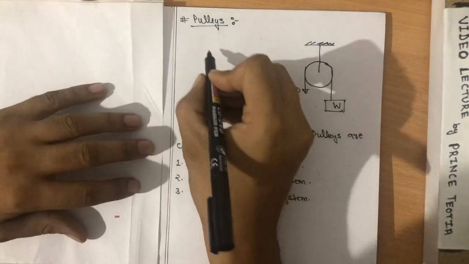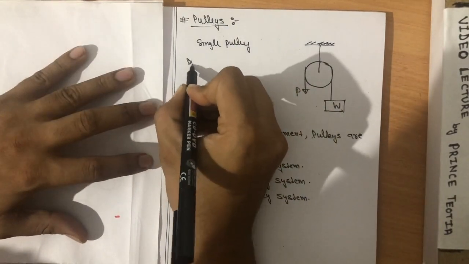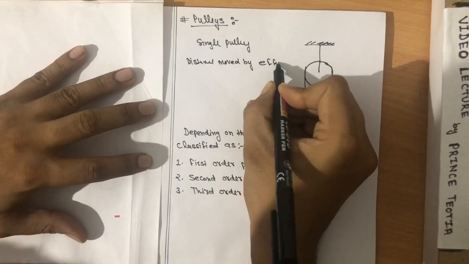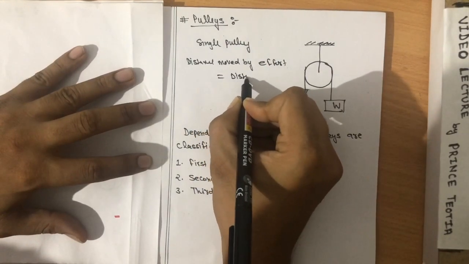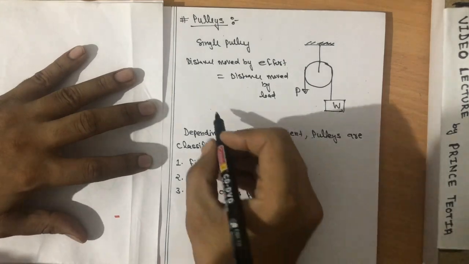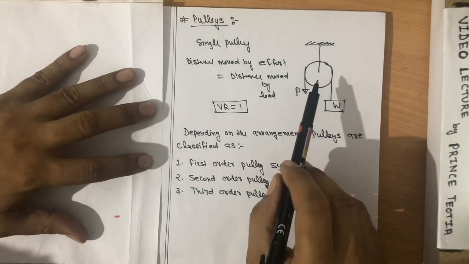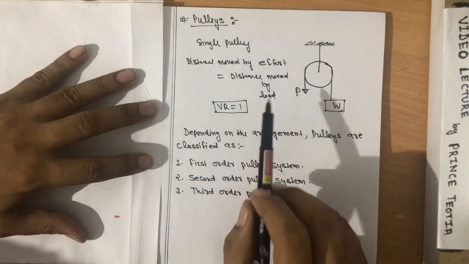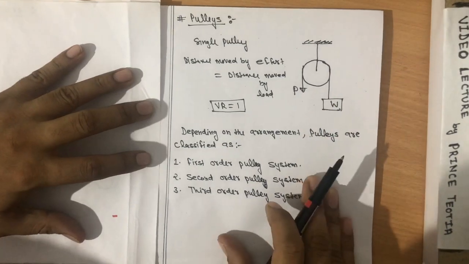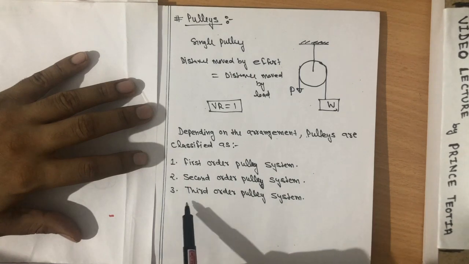So for a single pulley, the distance moved by effort will be equal to the distance moved by load. So for this condition, the velocity ratio will be 1. So this is the single pulley system, but we can use a number of pulleys in different ways to lift the load. So there are different pulley systems, and depending on the arrangement, we divide them into 3 categories. One is the first order pulley system, then second order pulley system, and third order pulley system.